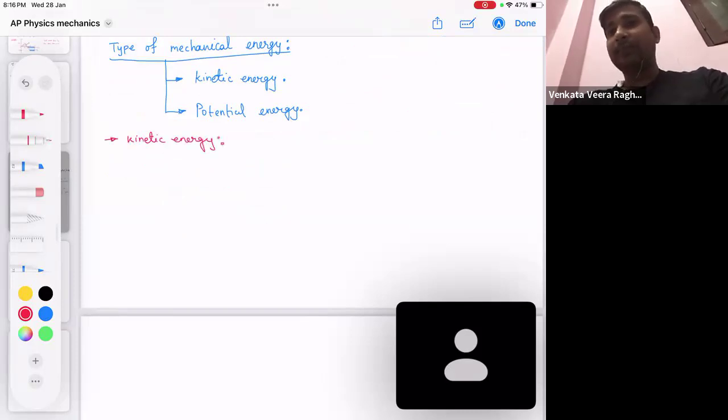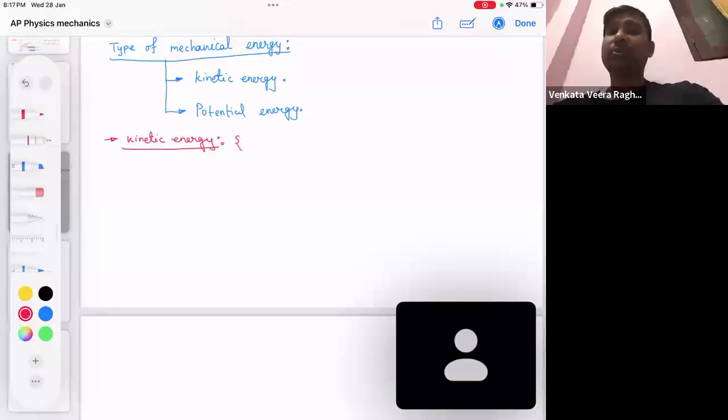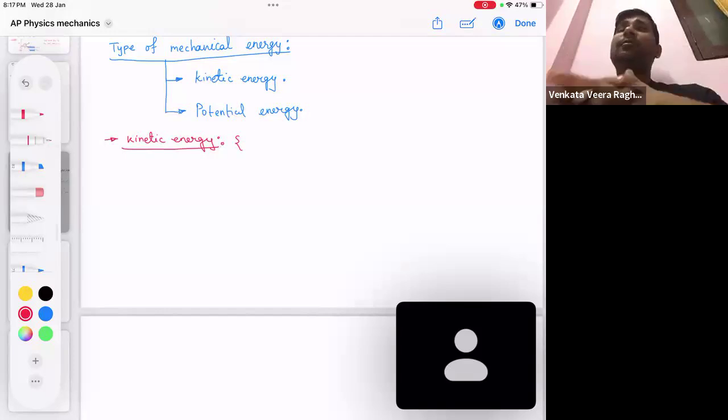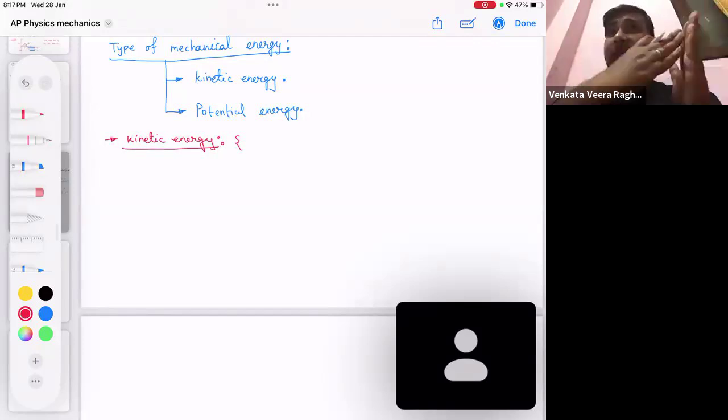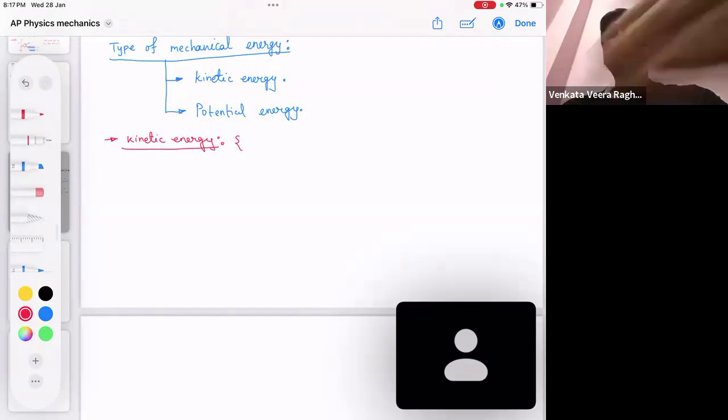The kinetic energy a particle has is due to the velocity of the particle, or due to the motion of the particle. If a particle is in motion, it will have what? The kinetic energy. And keep in mind, we are discussing what kind of motion? Translational motion, not rotational motion. In translational motion, the kind of energy a particle has is called the translational kinetic energy. Understood?